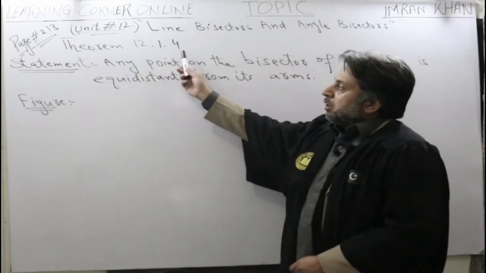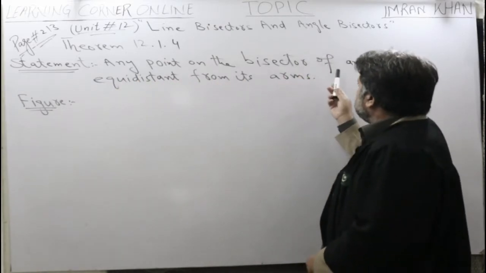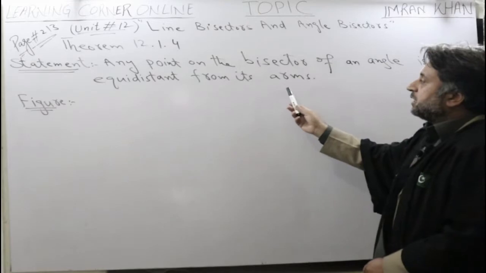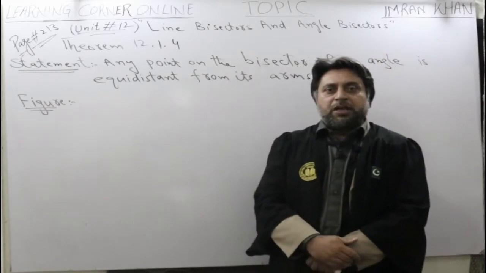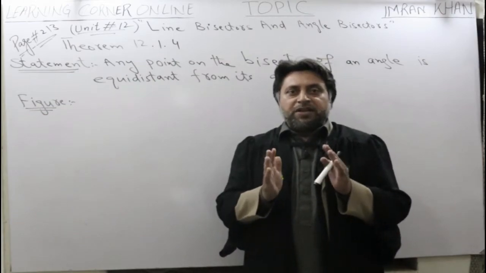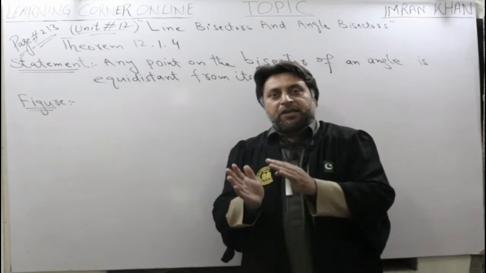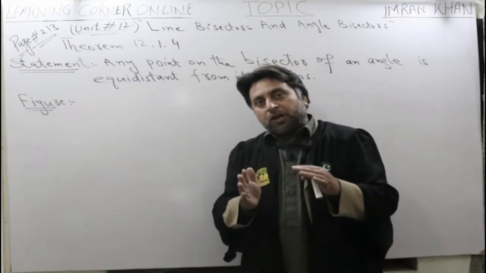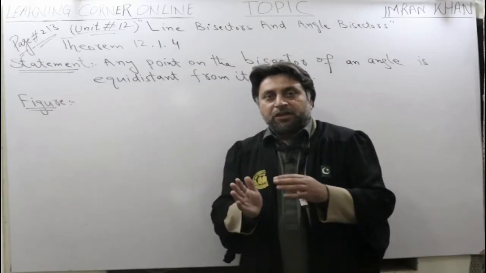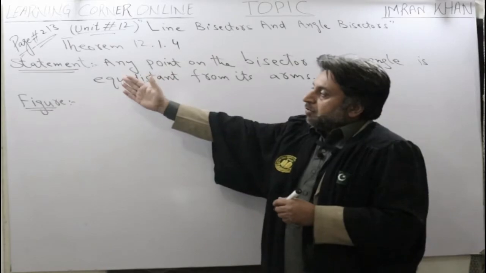Theorem 12.1.4, the statement is what? Any point on the bisector of an angle is equidistant from its arms. Angle bisector is what? When we bisect an angle into two equal parts, then we say that this is called an angle bisector. Now, in the light of the statement, we will draw the figure.